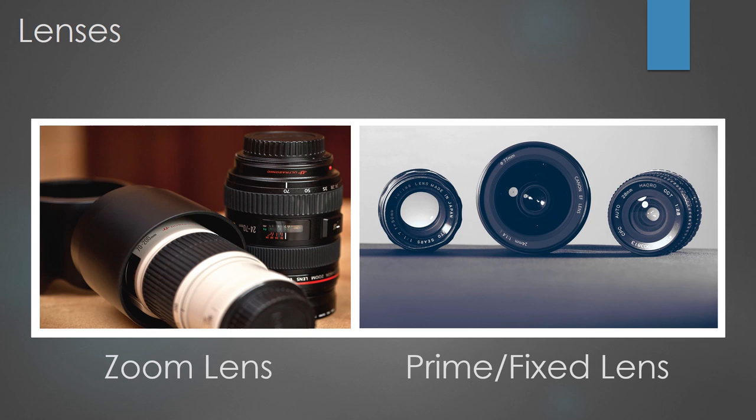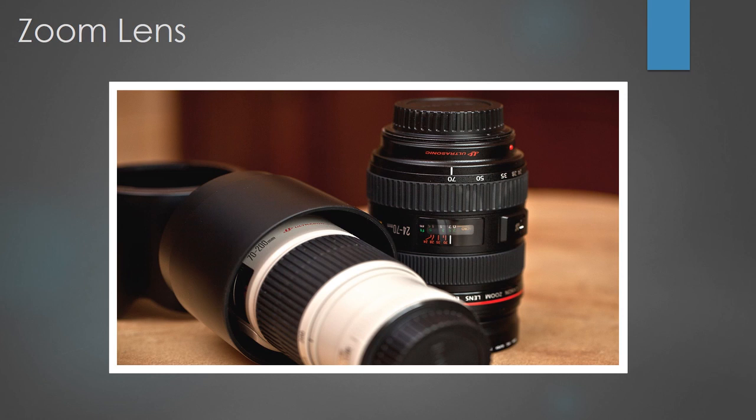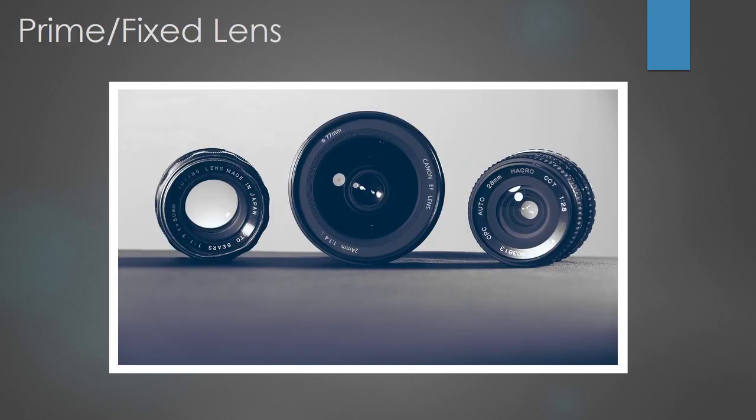What a zoom lens does is allow you to adjust the focal length, which is what we call the zoom. So you can zoom into your picture, you can zoom out of your picture if you have a zoom lens on your camera. With a fixed or a prime lens, you can't. You actually have to move to the subject or away from the subject.